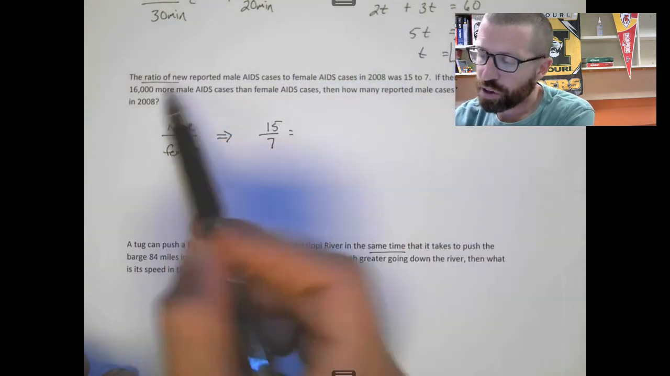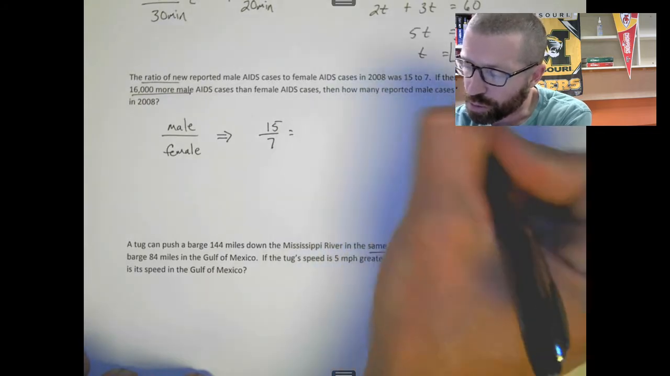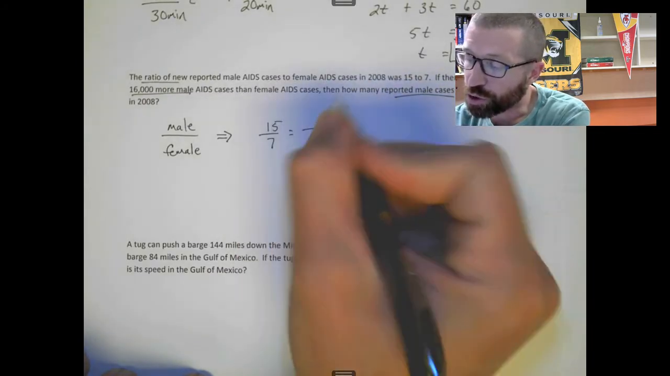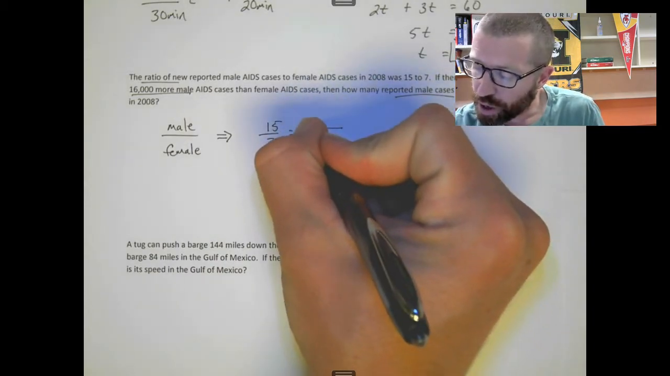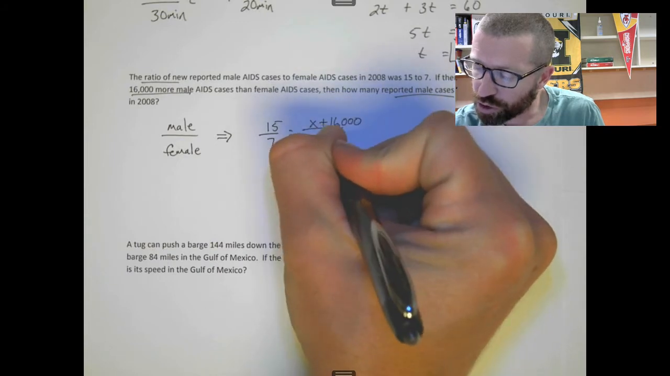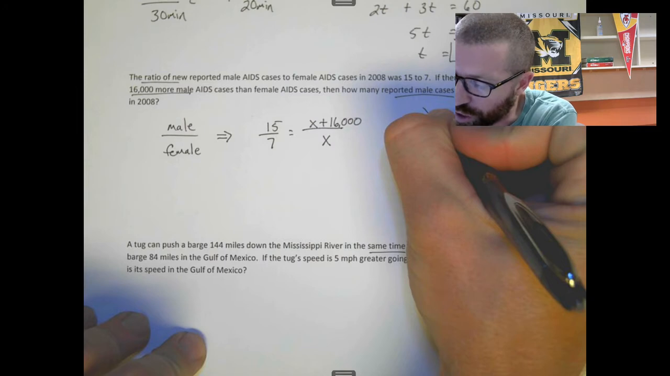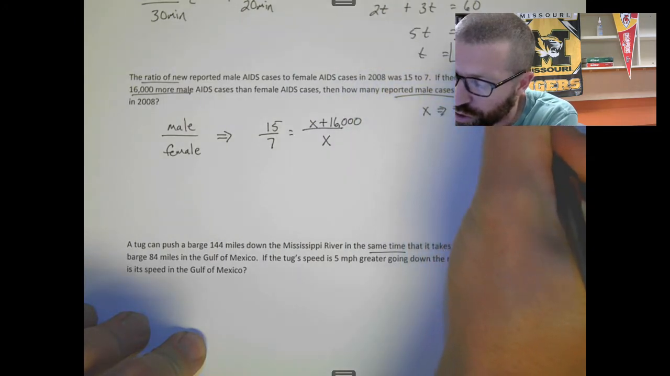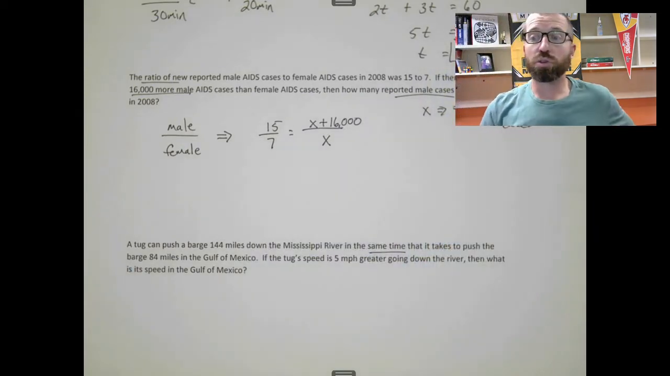And then if there were 16,000 more male AIDS cases than female cases, how many reported male cases were there? So let's say there's 16,000 more males. That would be x plus 16,000 if there were x females. You might want to make a note that your variable x is the number of female cases. Once again, the key for this equation is to look for the ratio, look for top and bottom.